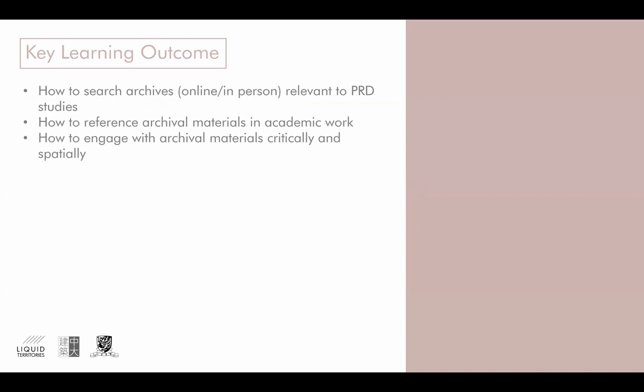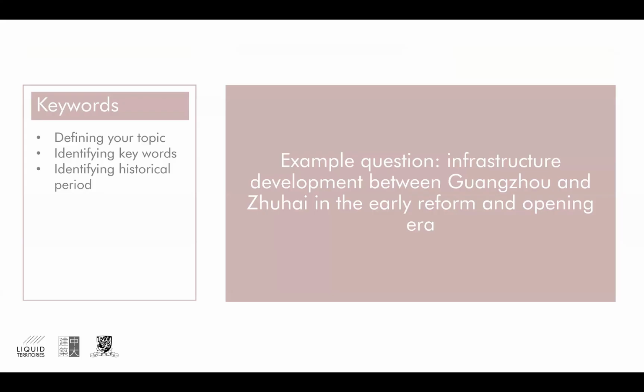First, how to search the archive. So, let's begin with defining your topic. Here I have an example question. If you're studying the infrastructure development between Guangzhou and Zhuhai in the early reform and opening era, you might find some of these keywords quite helpful in your research. This includes Pearl River Delta, transportation corridor, bridge and road construction, regional integration, or intercity mobility.